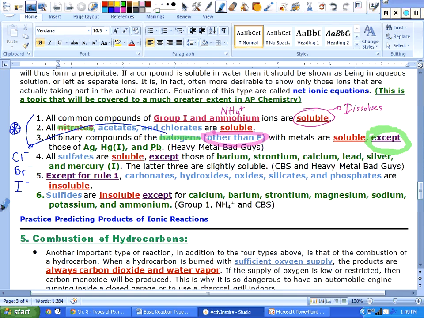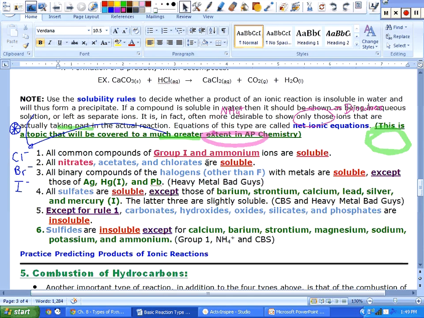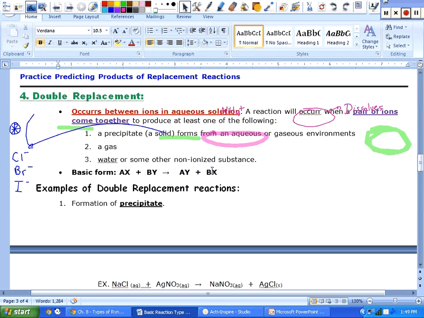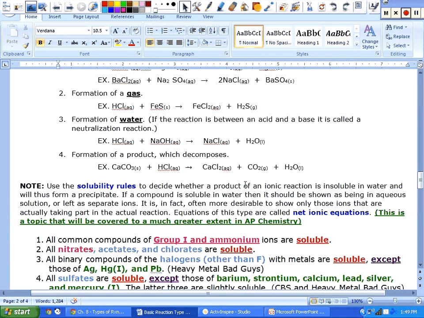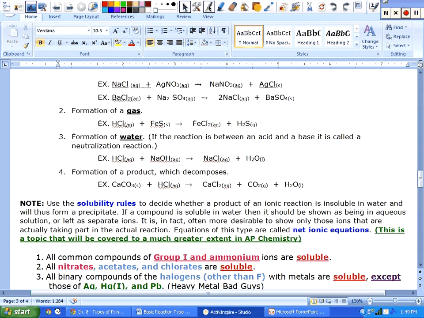If you want to finish reading the rest of them, that's fine. But if you're in AP, you might as well go ahead and start memorizing them, if you want to go for that.